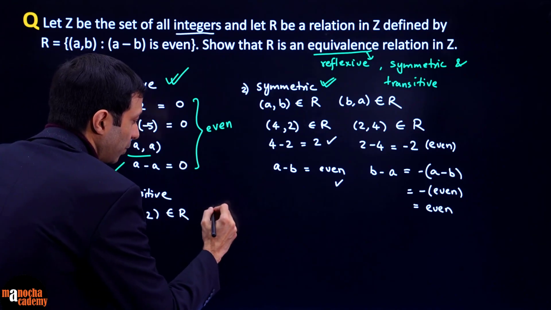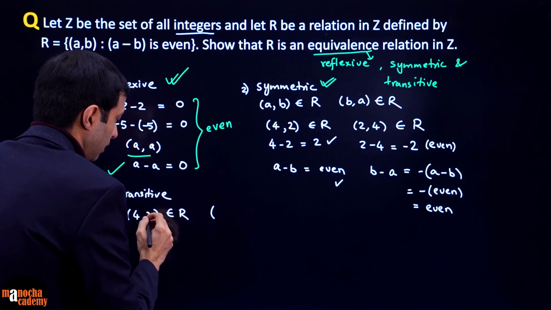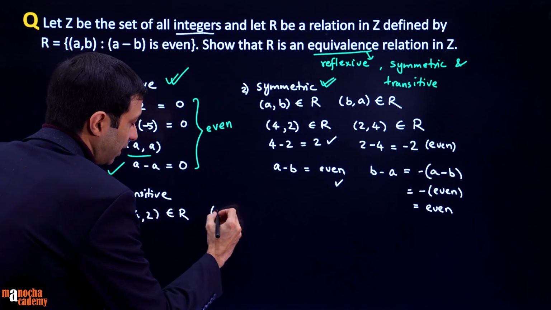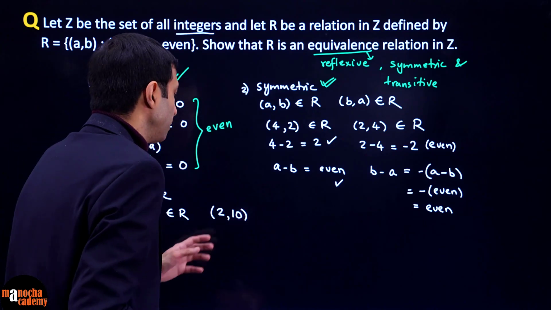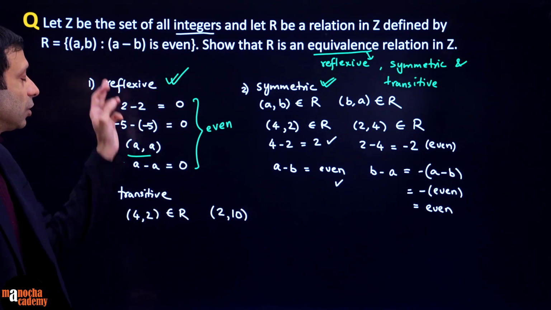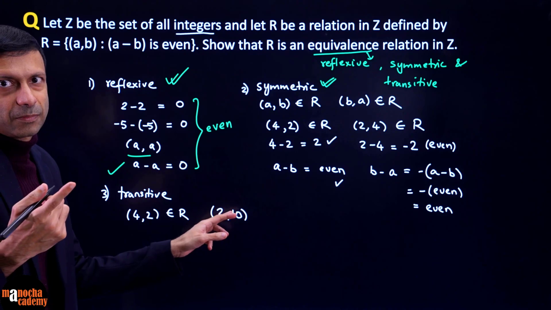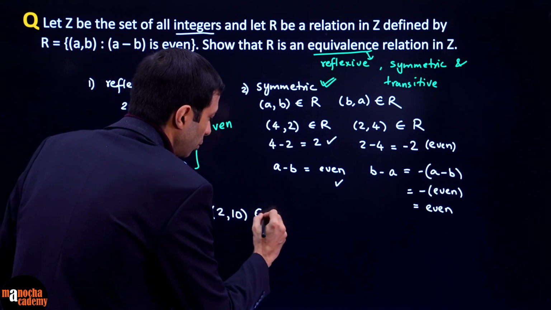Then if I take some numbers like A comma B, B comma C, right? So I have to take over here 2 comma, let me take 10. Does 2 comma 10 belong to the relation? Yes, because 2 minus 10 is minus 8, which is even. So this is also belonging to the relation.